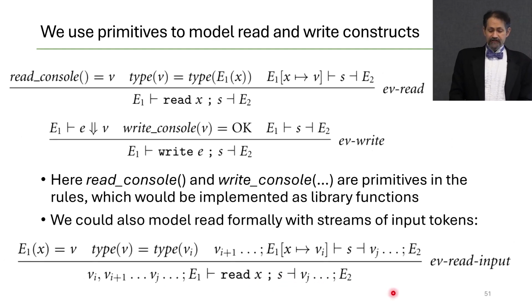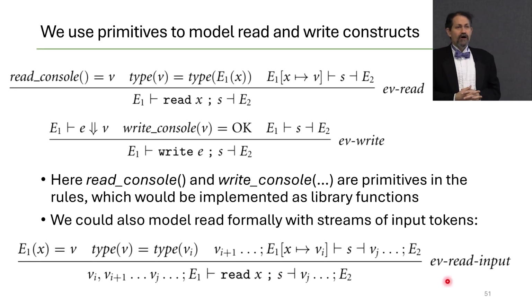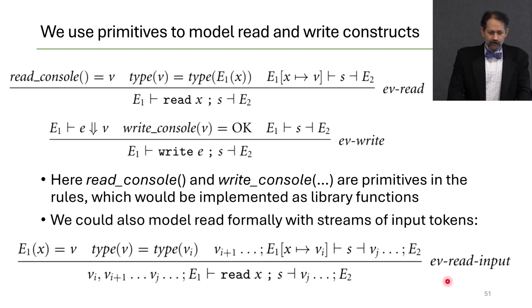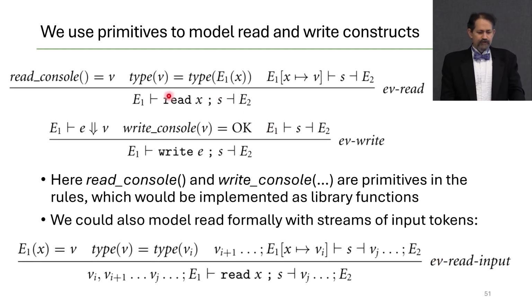To finish up the semantics of our language, we can use some primitives to model read and write constructs. So for read, basically we're going to do some kind of read console operation. This will be a primitive that might be implemented as a library function in the runtime of the language. We take the value, the v that was read in the console, we check that its type is the type of x. Again, we look up x in the environment, figure out its type, and v had better match that.